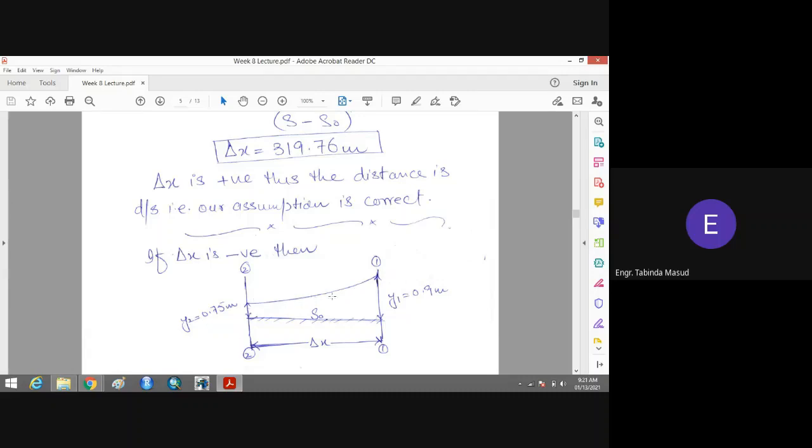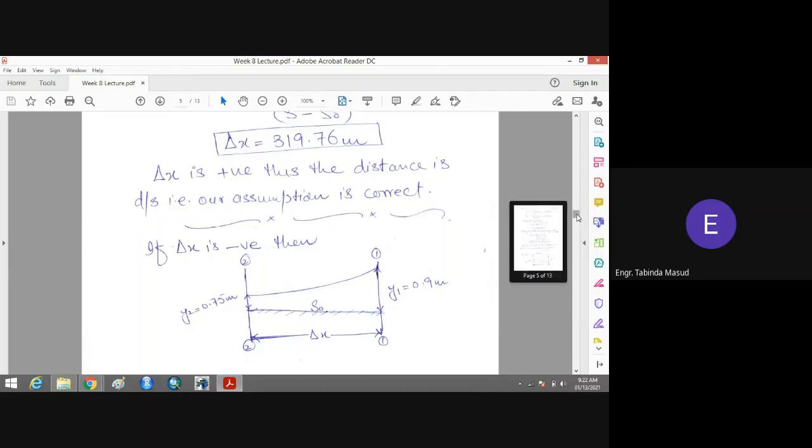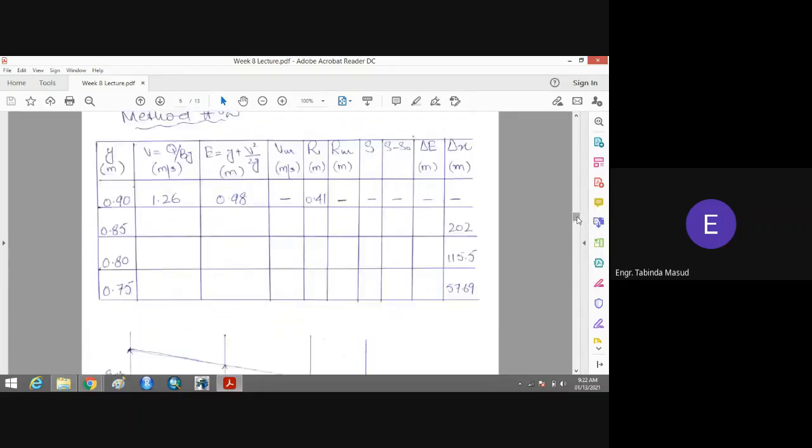You can see that the depth of the flow is increasing towards the upstream side. So the question was, what is the horizontal distance between the two depths of the flow? Is this towards upstream or downstream? Since we have got the positive value for delta x, we will say that the distance is downstream and our assumption is correct. So this was method number 1, and now we will move towards method number 2, which is the most reliable method.